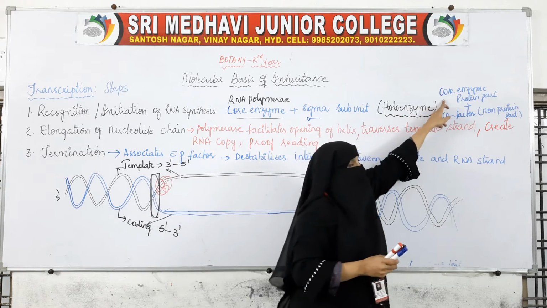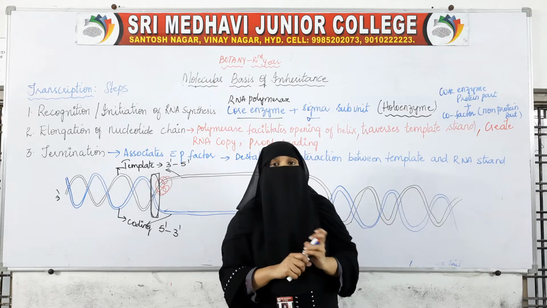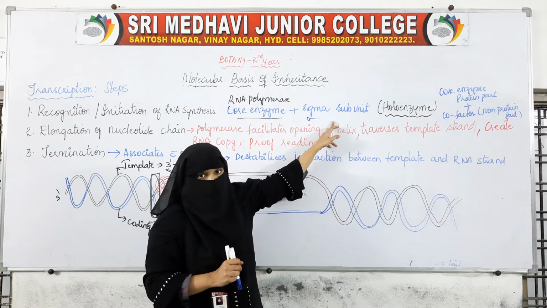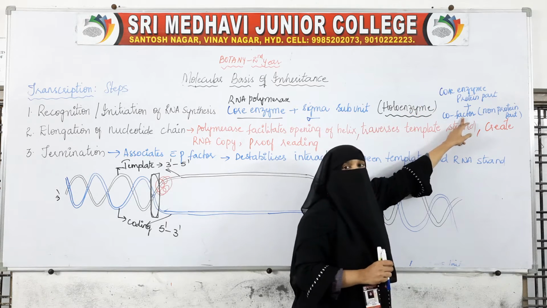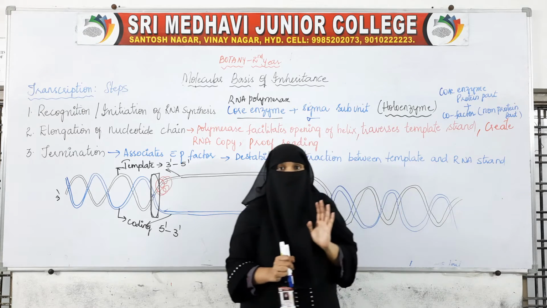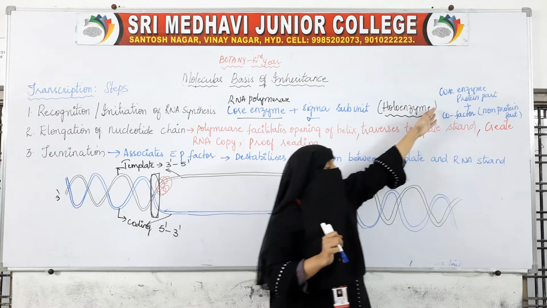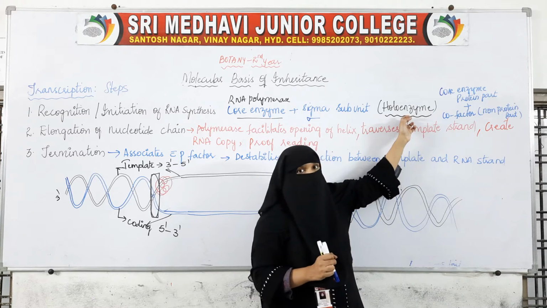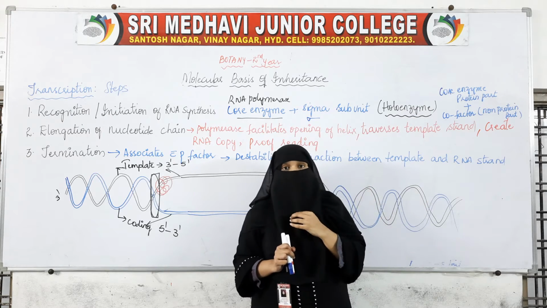To this core enzyme, that is, enzymes are nothing but proteins. Enzymes are made up of proteins. To this core enzyme, the sigma unit, which is a cofactor, is added. So, this is the non-protein part. The non-protein part is very essential along with the protein part. So, it makes the holoenzyme, which is nothing but core enzyme, that is protein part, plus non-protein part.